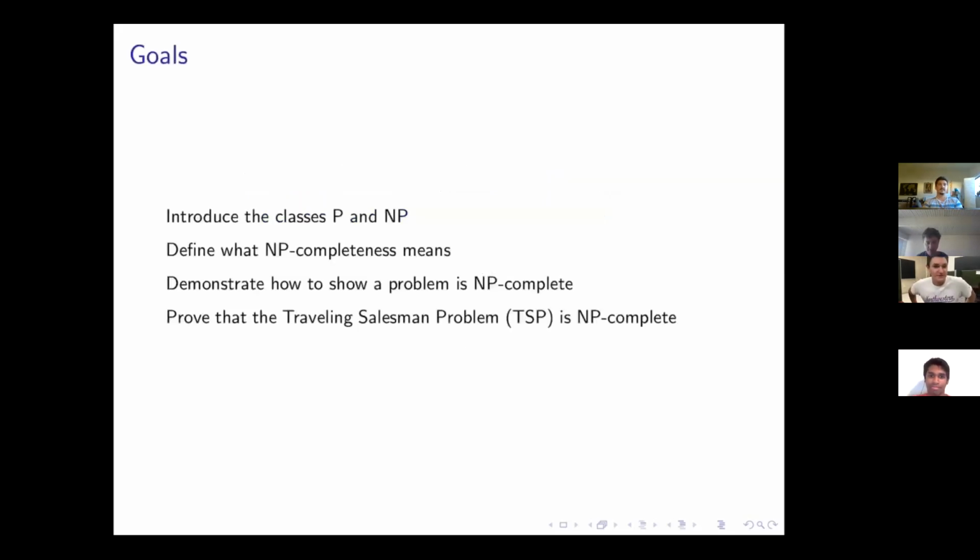More explicitly, the goals are going to be to introduce the classes P and NP and say what that means. We're going to talk about NP completeness and why we should care about NP complete problems. We'll talk about how to show a problem is NP complete, and then we'll finish by showing through a pretty good series of proofs that the traveling salesman problem is indeed NP complete.